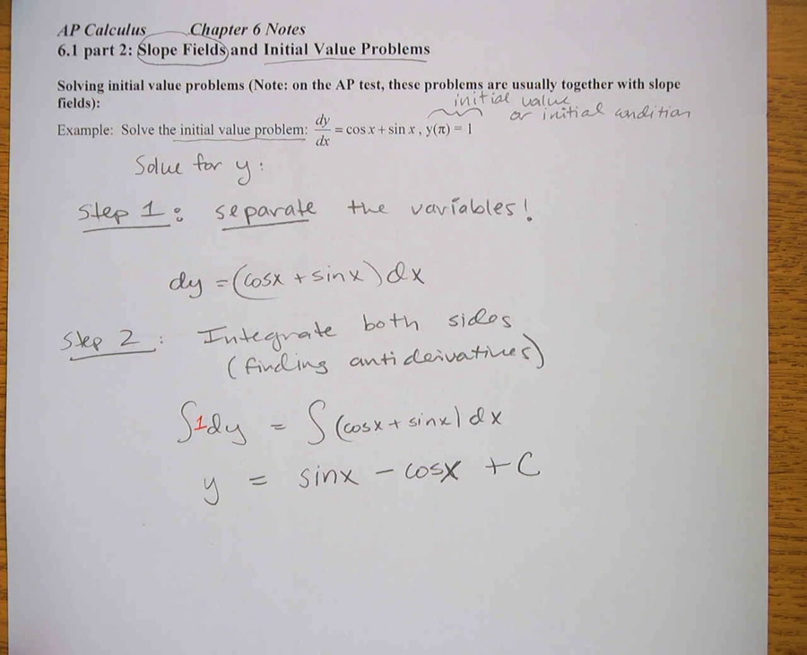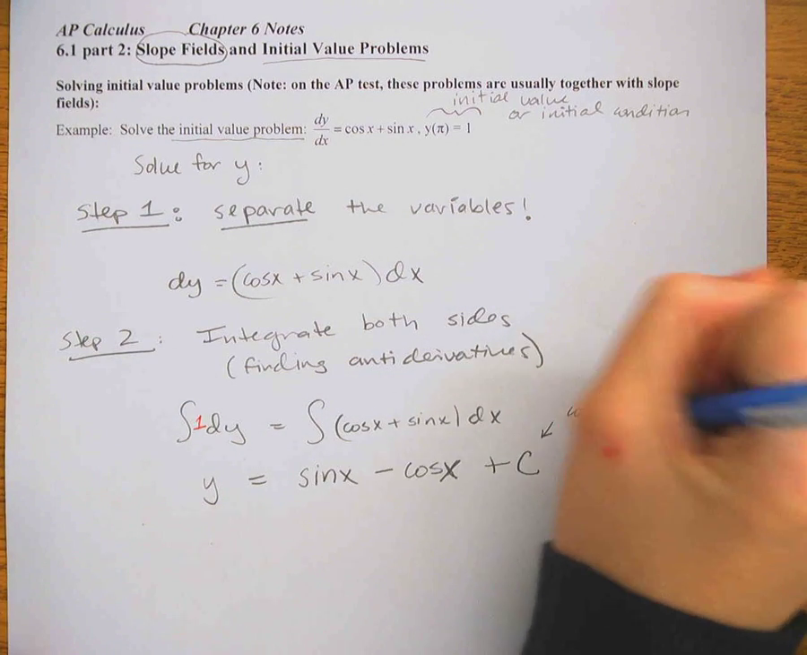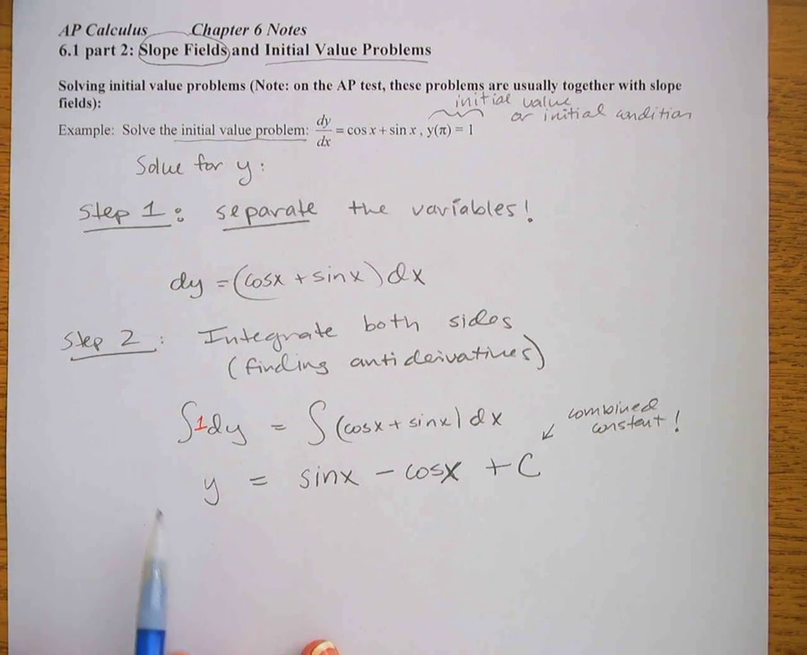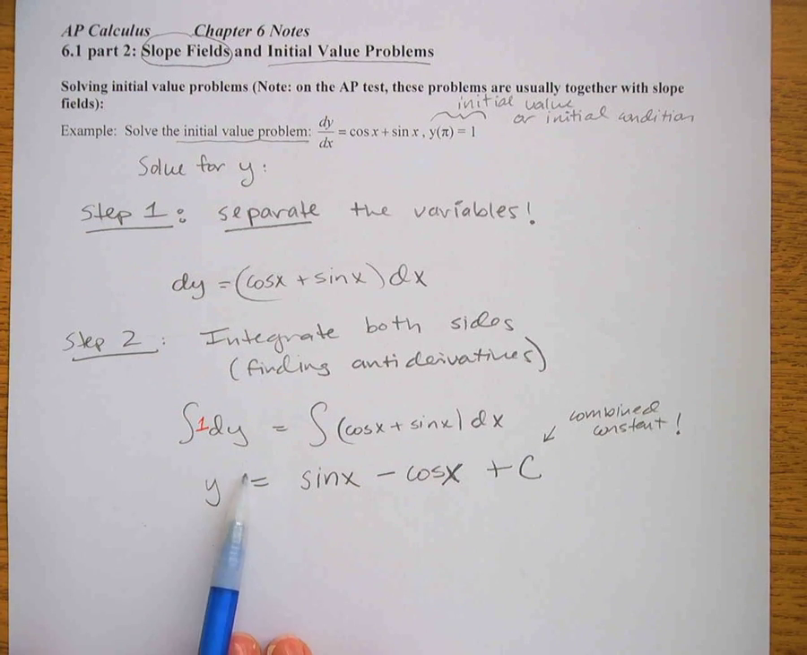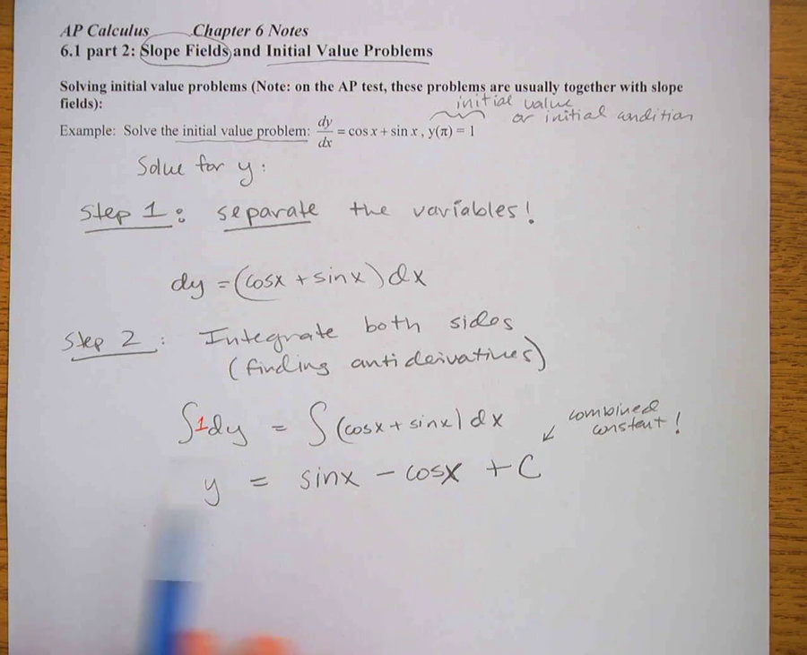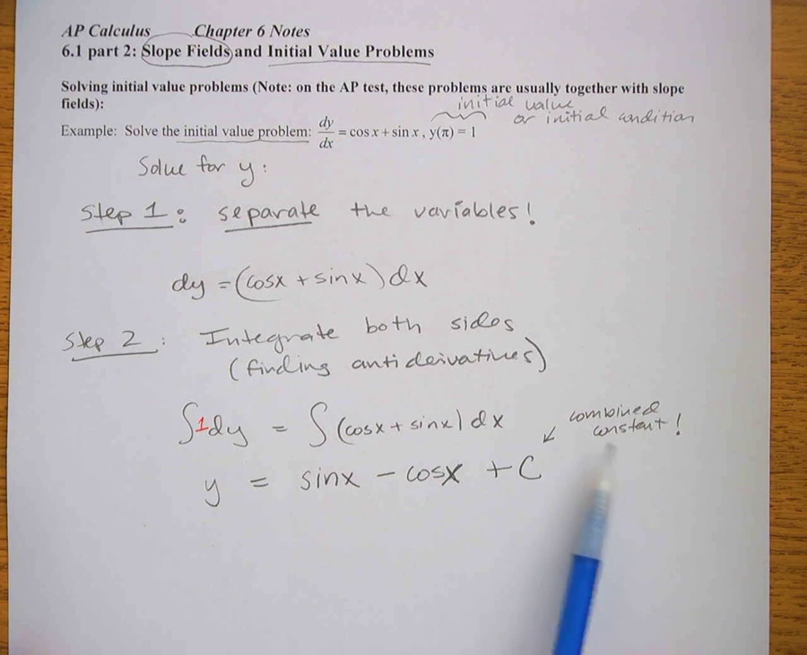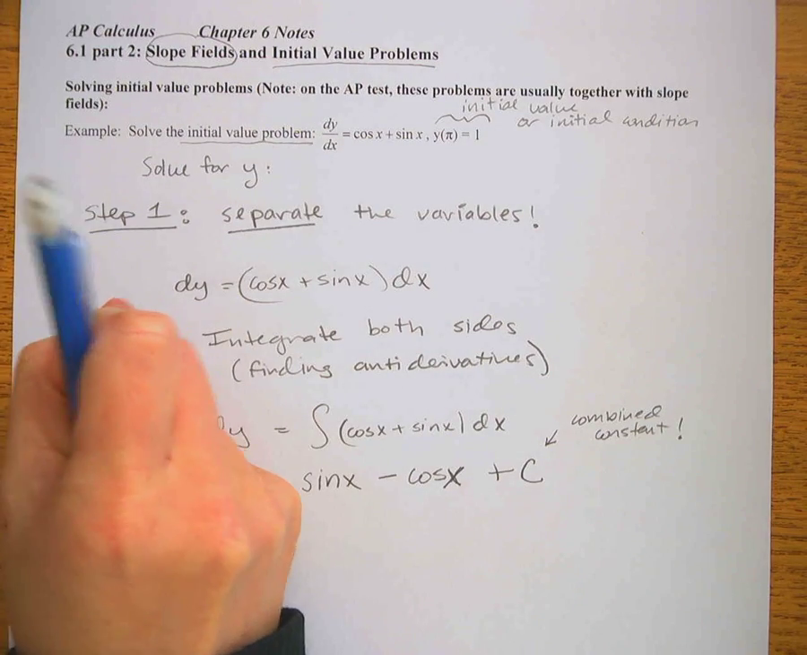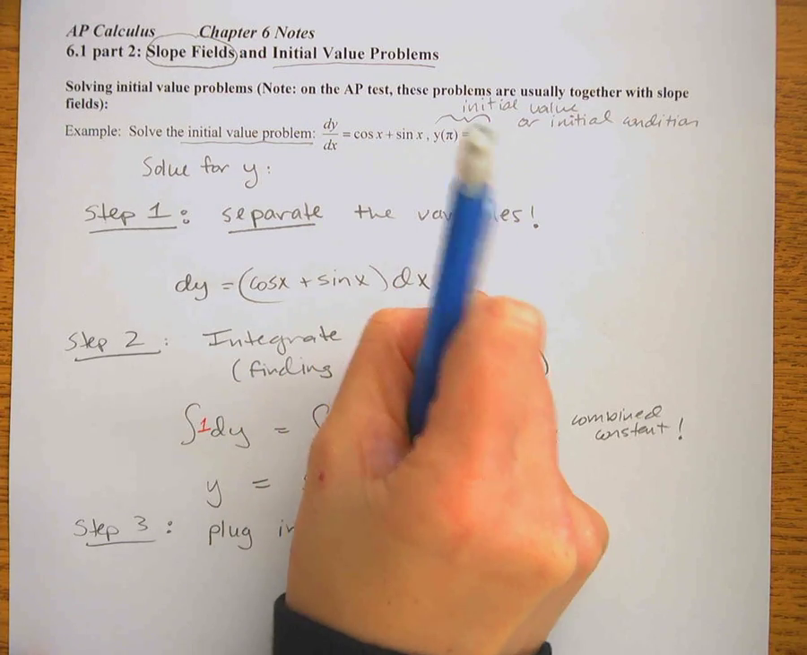It's really, really important. And actually, this constant is a combined constant, because I really should have also added a constant over here as well, because anytime you do an integral, you should add a constant. But if I had a constant here and a constant here, I could just subtract or add this one over, and then this one would just become some other constant. So we just think of it as a combined constant, and it's good enough. Okay, then step 3 is you want to plug in the initial value.